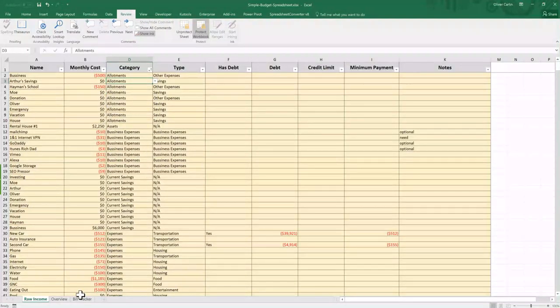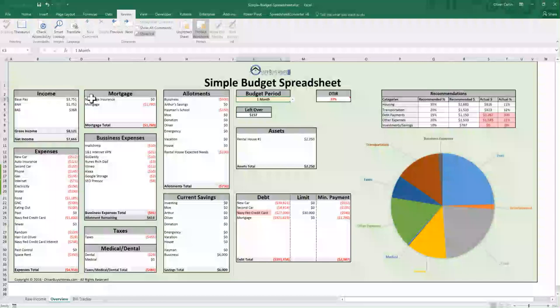Now, let's go back over the overview real quick. So, overview: income, expenses, mortgage, business expense, taxes, medical, dental, allotment, credits. These were all those category line items. This is where they fall into. Wherever you put in the category will show up here as well.